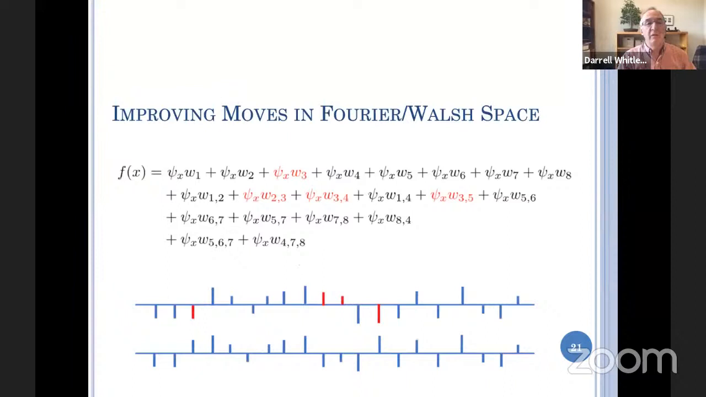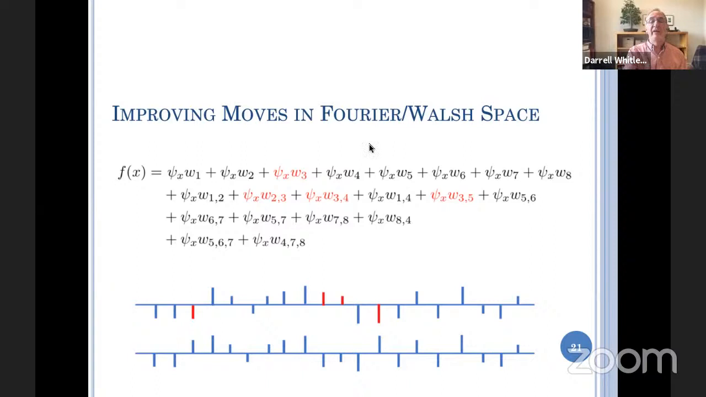Here's the way I came around to solving this problem from a new perspective, which is that it turns out you can write down the Fourier polynomial or the Walsh polynomial for these problems that are a sum of small subfunctions, because the subfunctions themselves are small and you can take the Fourier of those things.